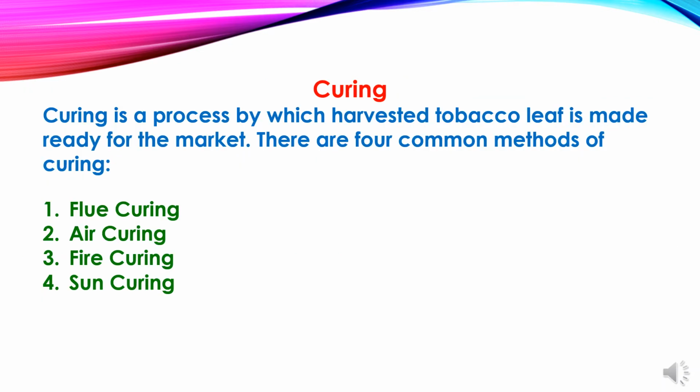Now to study curing. Curing is a process by which harvested tobacco leaf is made ready for the market. There are 4 common methods of curing. First one is flue curing, second is air curing, third is fire curing and fourth is sun curing. About each method we will discuss in detail.